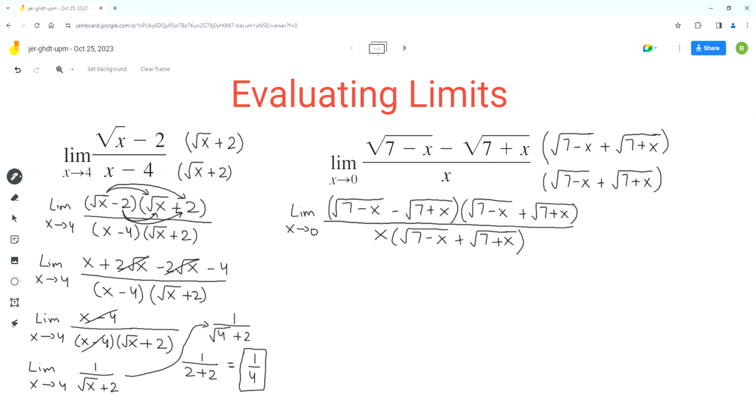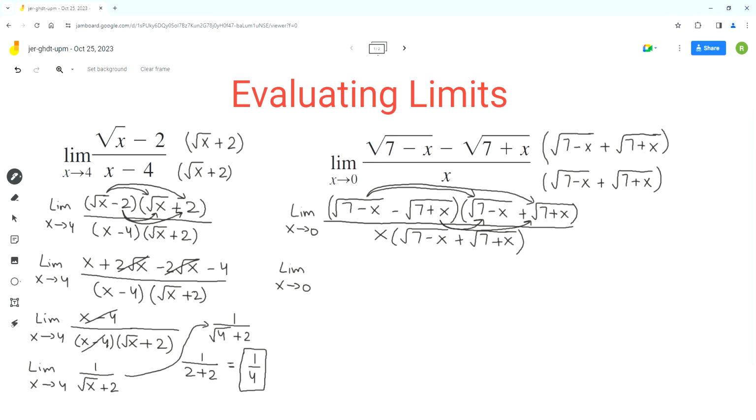Now we can simplify the numerator by distributing the terms. So we can use the FOIL method. So we'll multiply square root of 7 minus x by square root of 7 minus x, then square root of 7 minus x by square root of 7 plus x, minus square root of 7 plus x by square root of 7 minus x, and then minus square root of 7 plus x by positive square root of 7 plus x. So we get limit x approaches 0.